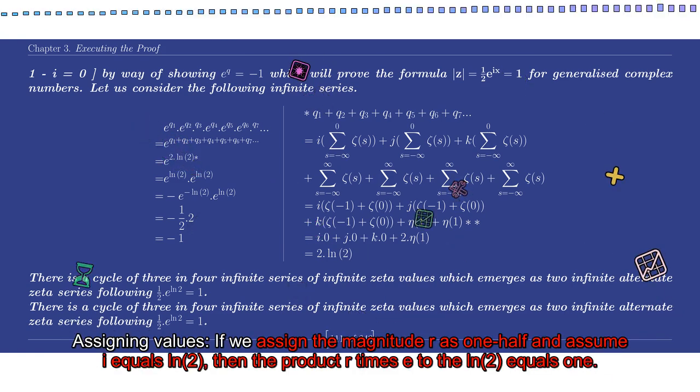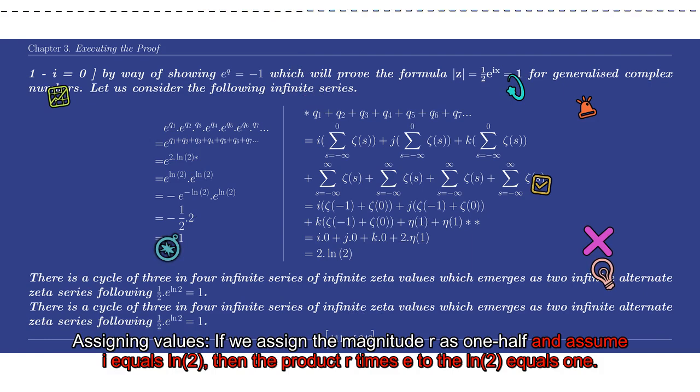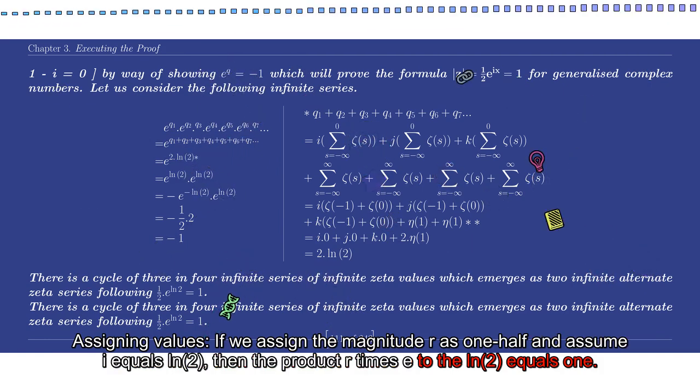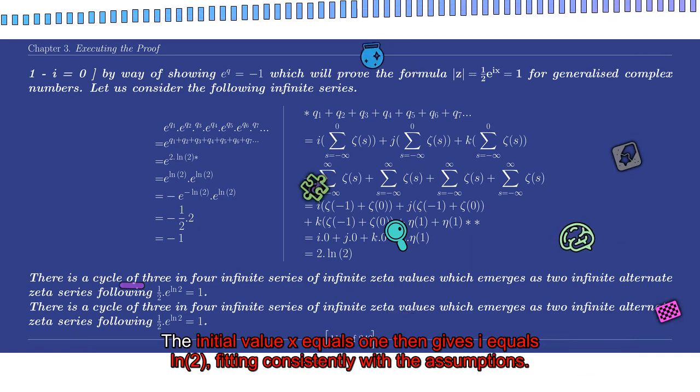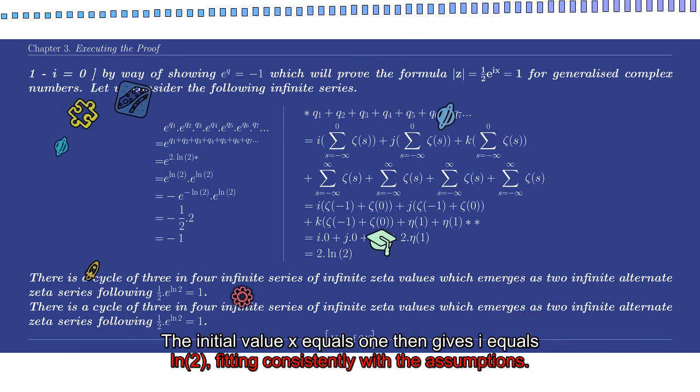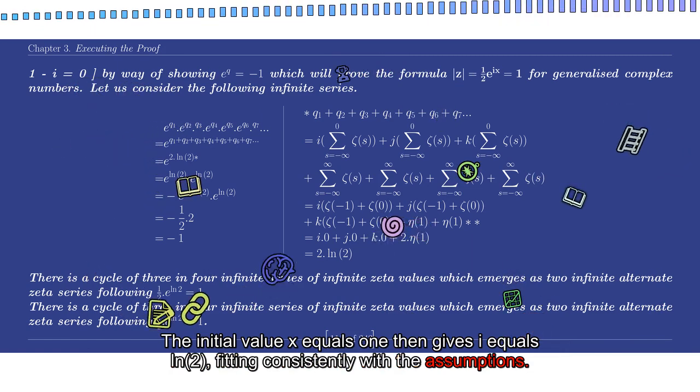Assigning values: if we assign the magnitude r as 1/2 and assume i equals ln2, then the product r times e to the ln2 equals 1. The initial value x equals 1 then gives i equals ln2, fitting consistently with the assumptions.